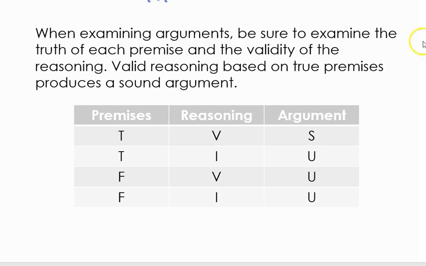When examining arguments, be sure to examine the truth of each premise and the validity of the reasoning. Valid reasoning based on true premises produces a sound argument. So this is what the truth table looks like for transitivity. If it's a true premise, and the reasoning is valid, the argument is sound. If it's a true premise, but the reasoning is invalid, the argument is unsound. If it's a false premise, even if the reasoning is valid, the argument is still unsound. And if it's a false premise and the reasoning is invalid, the argument is unsound.